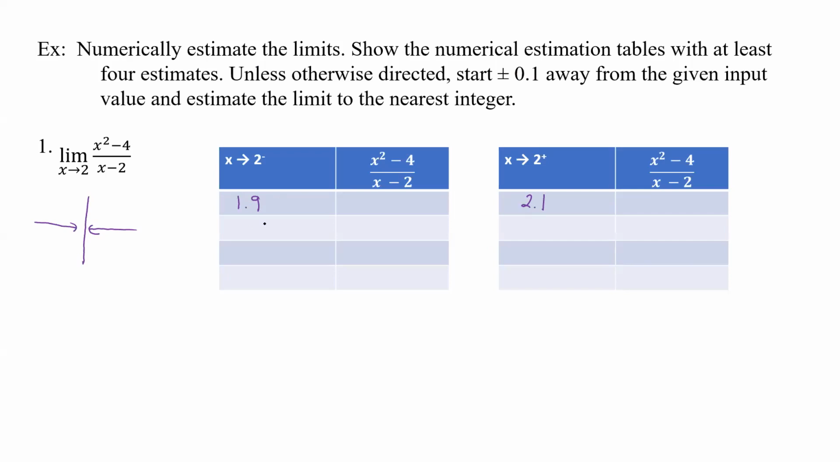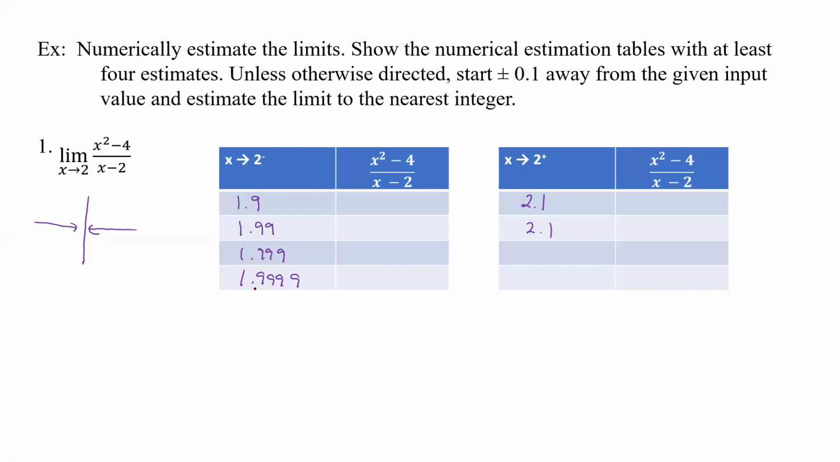And then remember, we keep going by larger amounts of decimal places, so then we'll get 1.99, and then 1.999, and then 1.9999. And over here, we'll get 2.1, and then the next one's going to be 2.01. And then 2.001, because we're getting closer and closer to that 2. Then 2.0001. Okay, and so now what we have to do is plug those values into this function and see what we get for the output, and same with these.